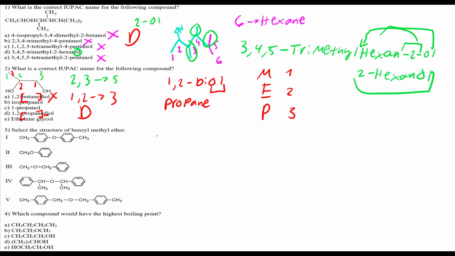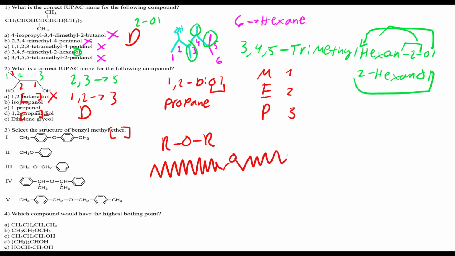Moving on to number 3, select the structure of a benzyl methyl ether. Okay, well, notice that we have to find an ether, and an ether is referred to as an ROR, right? So it's just an oxygen stuck between 2 carbons. These R's are really just like long carbon chains, so it's like this, just like a random amount of carbons, oxygen, and then like another random amount of carbons. That's what it means. Okay, so this whole random amount of carbon is referred to as an R group. Okay, R group.